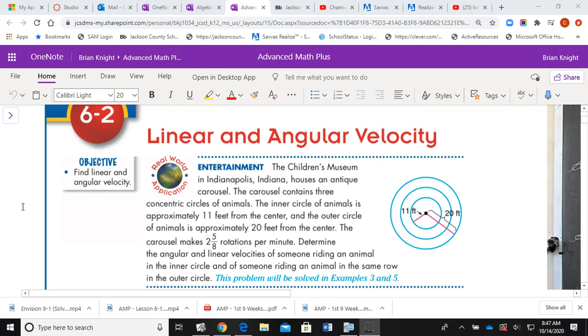The inner circle of animals is approximately 11 feet from the center, and the outer circle of animals is approximately 20 feet from the center. The carousel makes 2 5/8 rotations per minute. Determine the angular and linear velocities of someone riding an animal in the inner circle and of someone riding an animal in the same row in the outer circle.